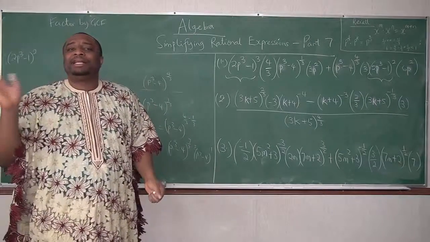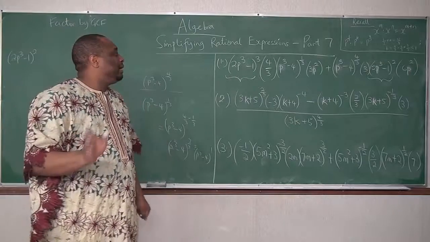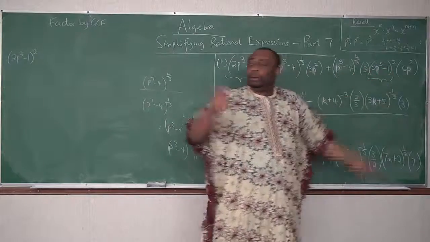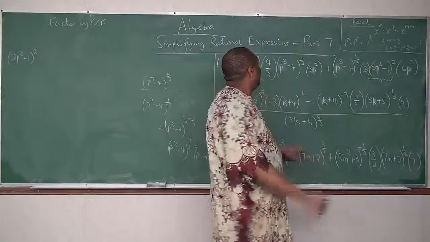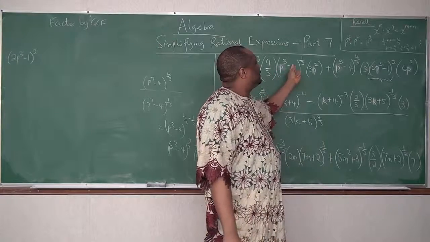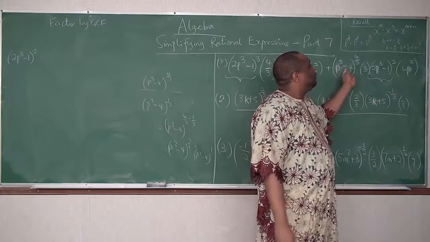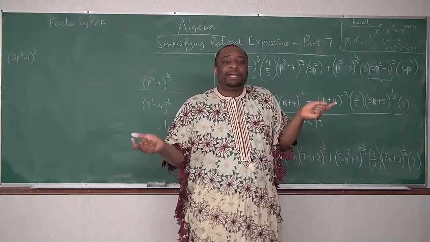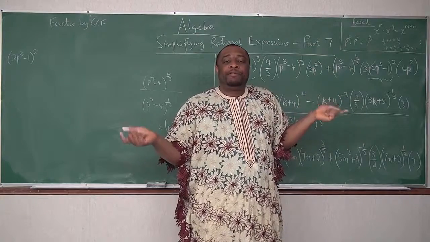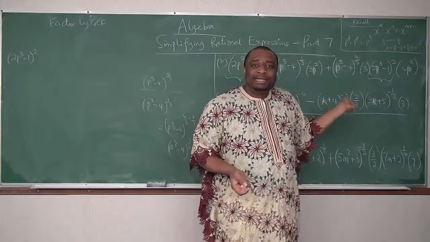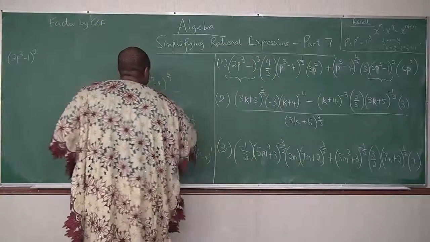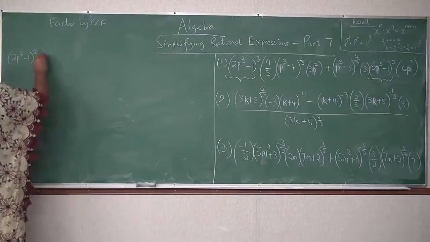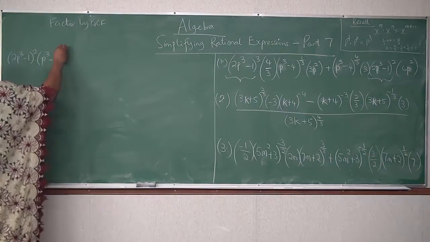Remember, we are bringing out the smallest one. Just like here we had cube and we have squared, we bring out squared. Here we have p cubed minus 4 exponent 1 over 3, and here we have p cubed minus 4 exponent 4 over 3. Which one is bigger? 4 over 3 is bigger. We bring out the smallest one. So this will be times p cubed minus 4 exponent 1 over 3.